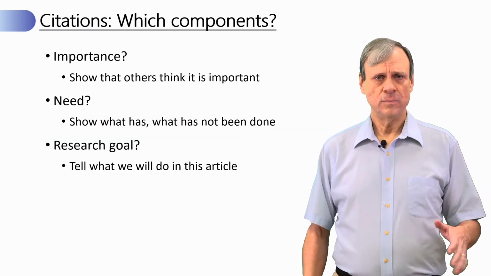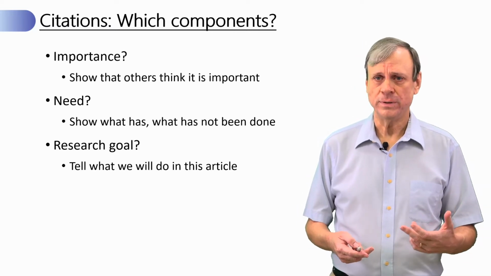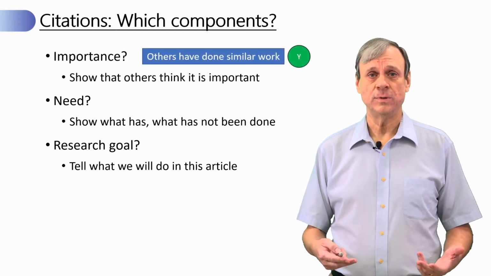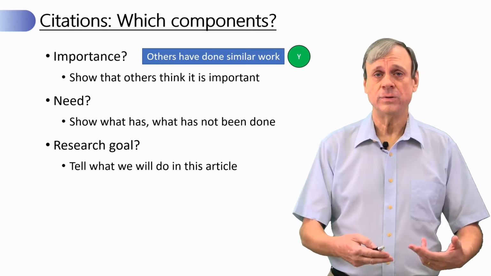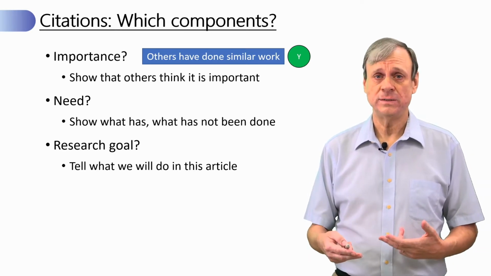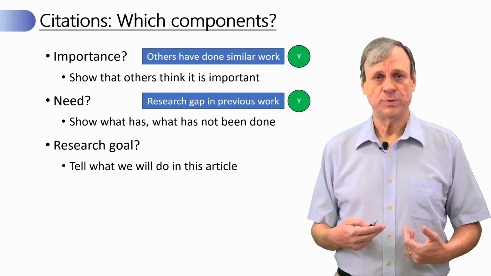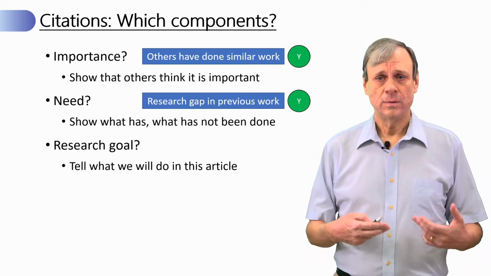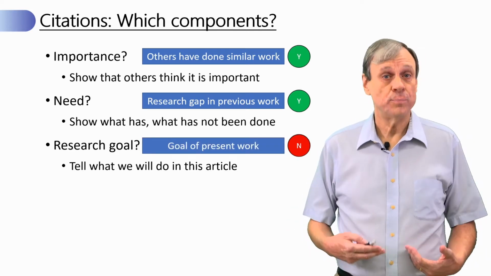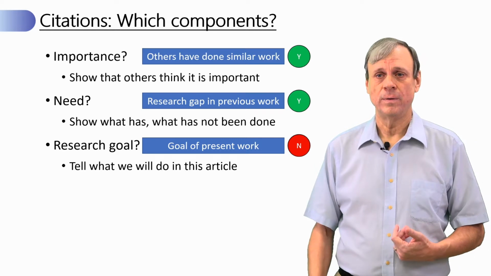So, which ones? Well, let's think about that for a minute before we actually look for them. Would you need citations to support the importance, to show that others think that this kind of research is important? Well, yeah, that makes sense. Others have done similar work, they've said that it's important, and therefore you can cite their work in support of that claim. What about need? To show what has been done and what has not been done. Well, obviously, that would require citations to show the research gap in the previous research. What about the research goal? What you're going to do in your own article? Well, no, probably not, because that's the goal of the present work, not past work, unless it extends the work of something that was done before.